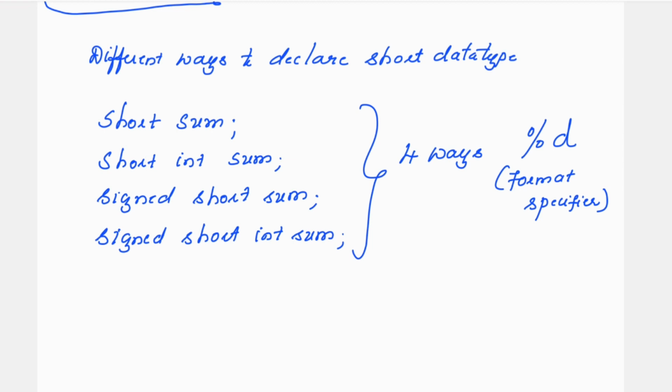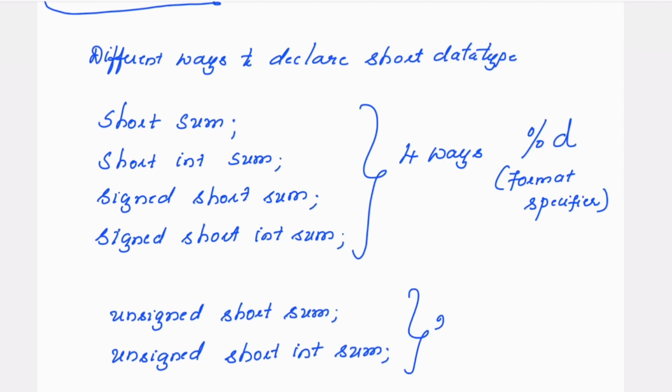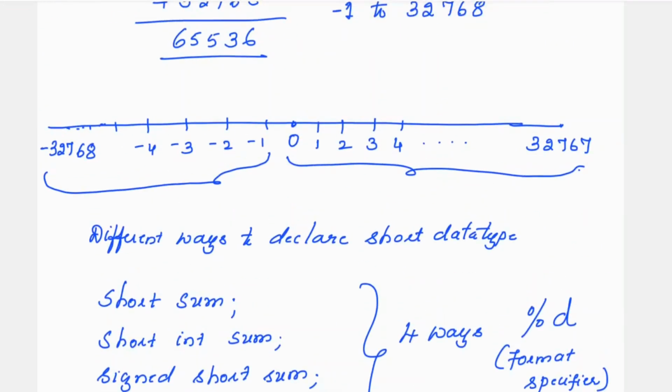Now what about different ways to declare unsigned short? You have learned the different ways to declare signed short data type. For unsigned, explicitly you need to specify, so you have only 2 possibilities here. You use the word unsigned, then short, followed by the variable you are using: unsigned short int sum. So here we have 2 ways, and the format specifier for unsigned short int is %u.